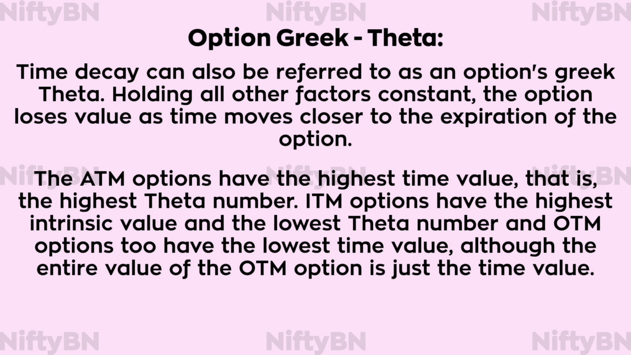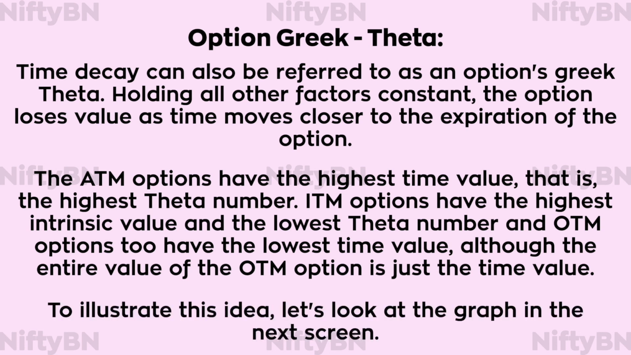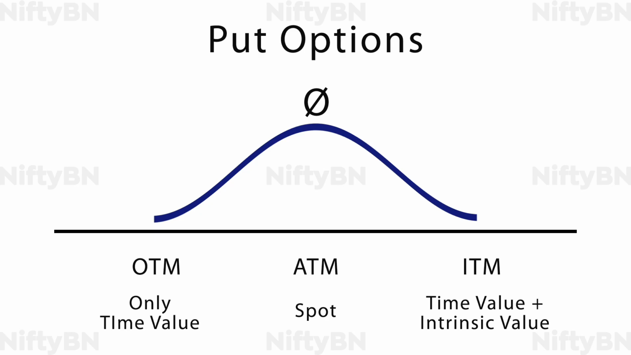And out-of-the-money options too have the lowest time value, although the entire value of the out-of-the-money option is just the time value. To illustrate this idea, let's look at the graph in the next screen. It can be seen that the at-the-money options, that is, the strike prices that are close to the spot price, have a greater theta value than the in-the-money and out-of-the-money options. This is another important characteristic of an option that should not be missed.